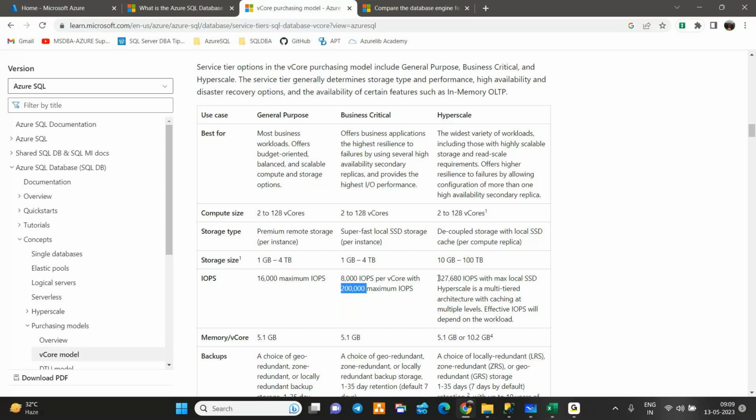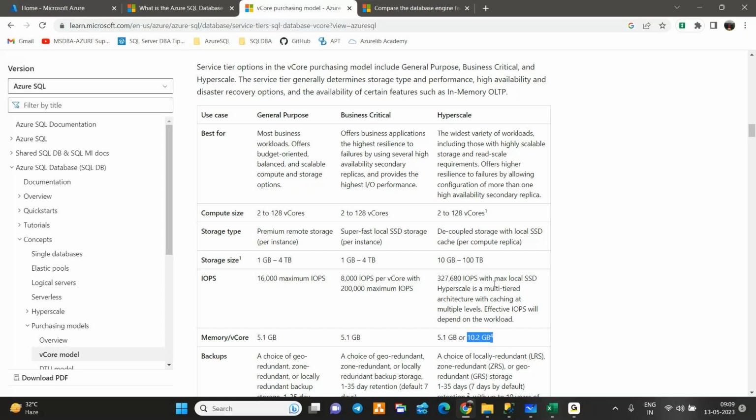It's more IOPS, with maximum local SSDs, hyperscale with multi-threading architecture with the caching. But the price is also awesome, sir. If you are expecting performance, the price will also be awesome. Please make a note, everyone. So with hyperscale you can get 10 GB per core. Here the IOPS is super good when you go for hyperscale.